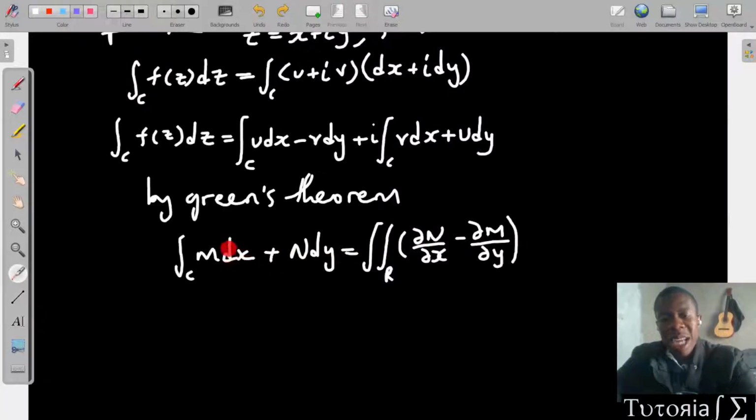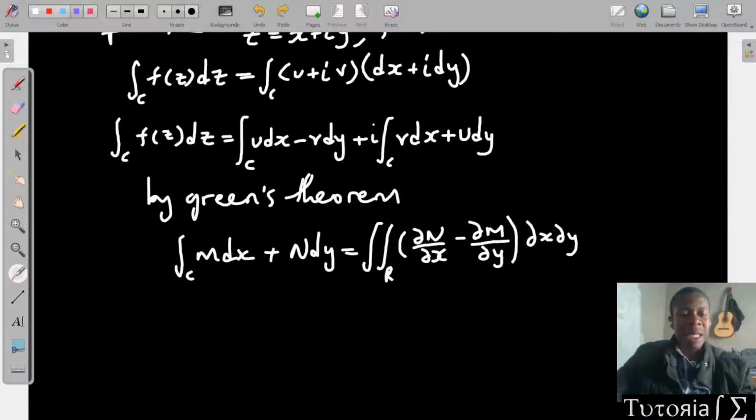And you see here we have dx. The dx part becomes the denominator there. The M goes that side, the N comes here and the dy goes there. So this is Green's theorem. Then you have dx dy. So you need to memorize Green's theorem.